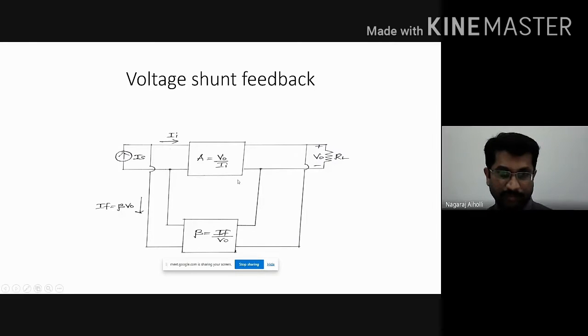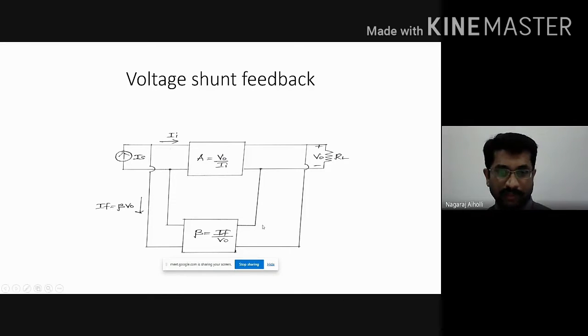Here the transfer gain, that is the gain without feedback, is A equal to V0 by Ii. The output is V0, and the input is the current Ii. The source current gets split into Ii and the current which flows to the feedback network. In the feedback network, the feedback factor beta is given by output by input. Output is IF, input is V0. Therefore, the feedback factor beta is equal to IF upon V0.